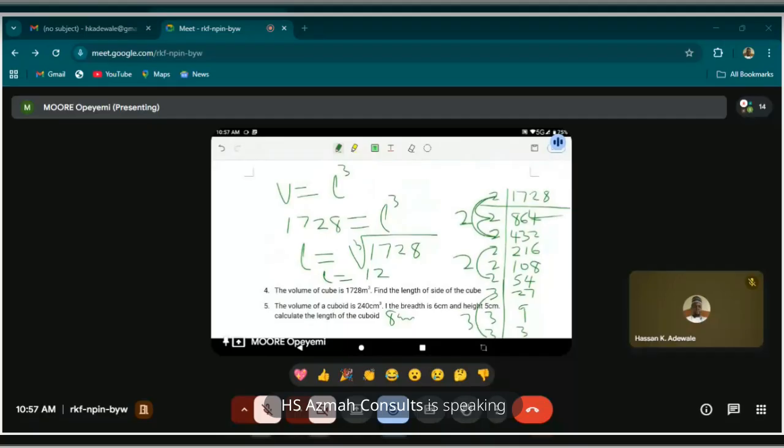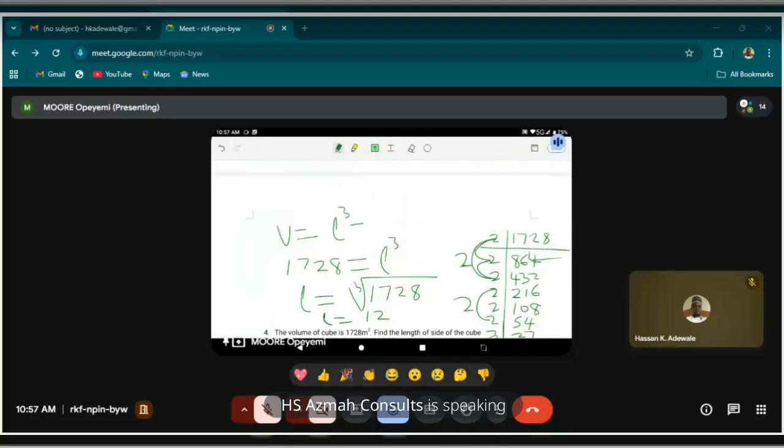Now, to know whether that is right or not, when we say length is equal to length times length times length, since our length is 12, try to multiply 12 times 12 times 12, three places. 1,728. Yes, that is the cube root of 1,728. That is how to find the cube root.